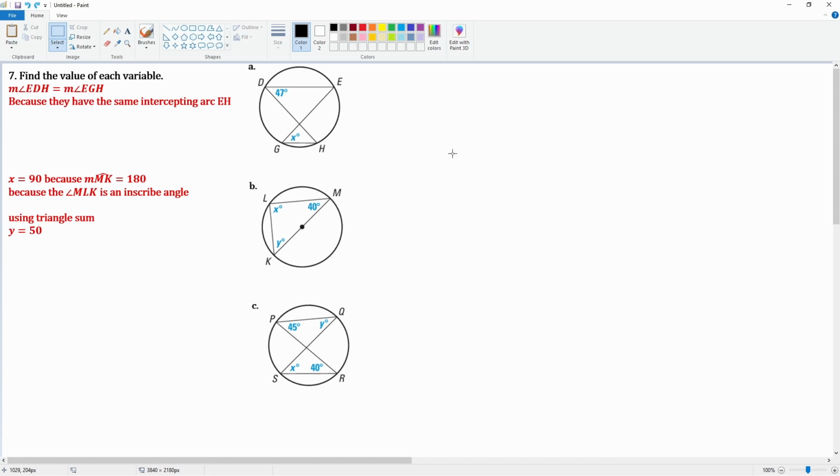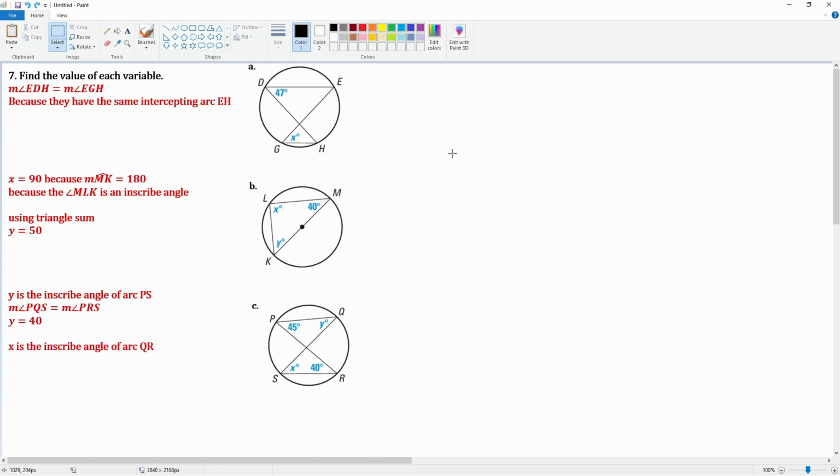The last one, Y is the intercepting arc of PS, right? And notice the one that has that same arc is also the measurement of angle PRS. So Y and 40 has to be the same because they share the same intercepting arc of PS.